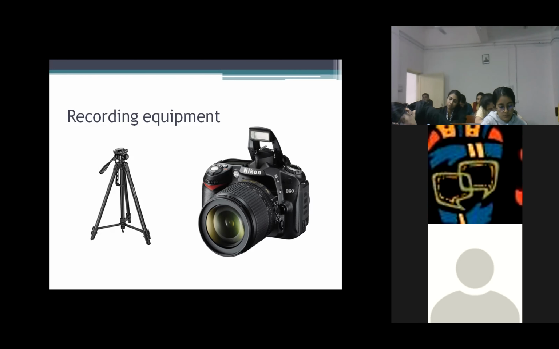Agar aap phone istemal kare, phir bhi tripod is your best friend. Always invest in a tripod. Tripods mein phone ki stability aati hai. Tripods mein, say it's a frame aapka better aata hai. You do not have to use your selfie camera. You can use the back camera. The video quality is better.